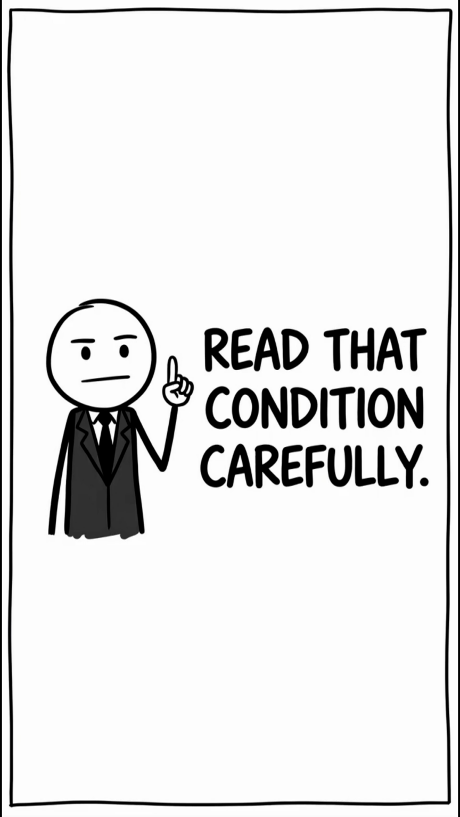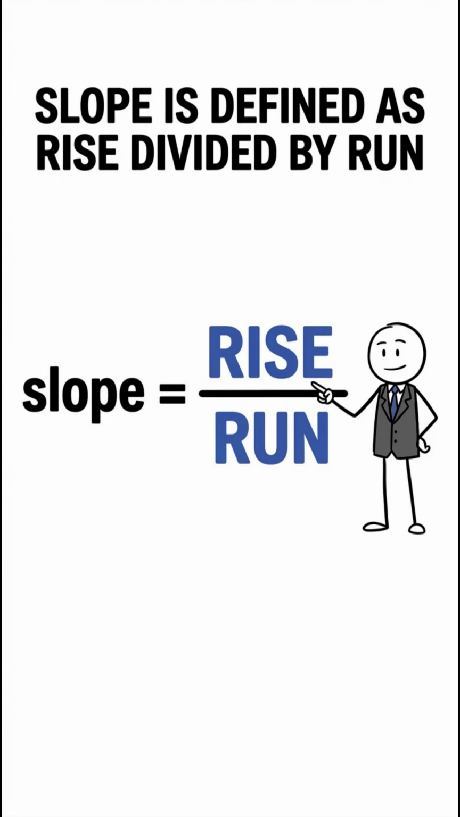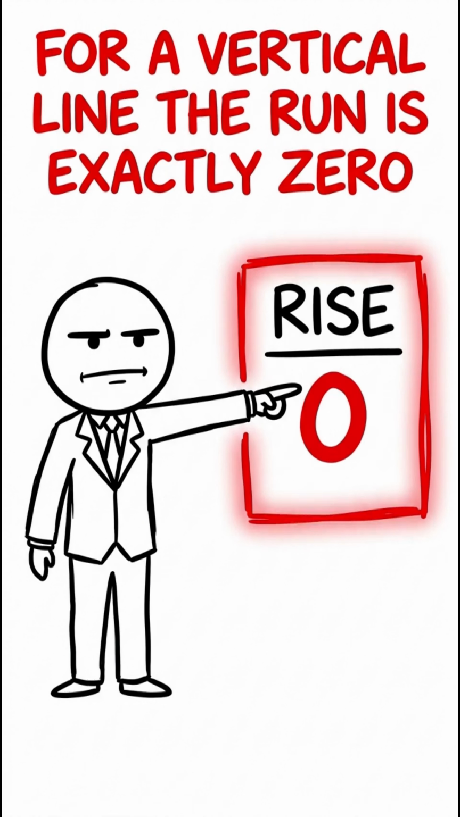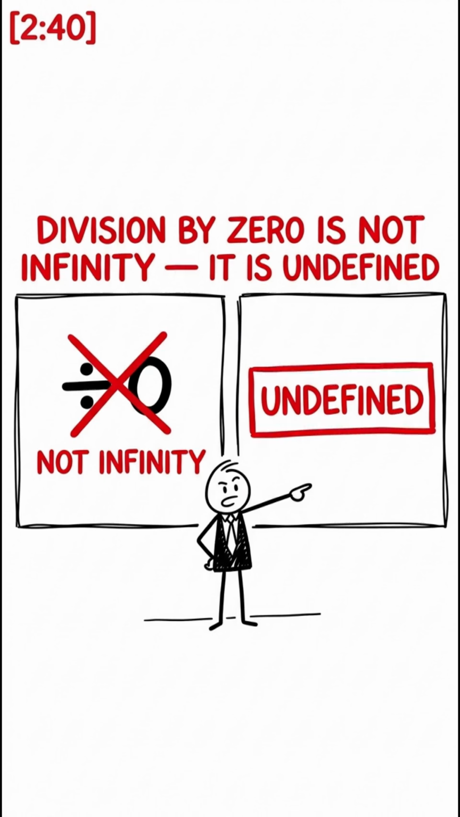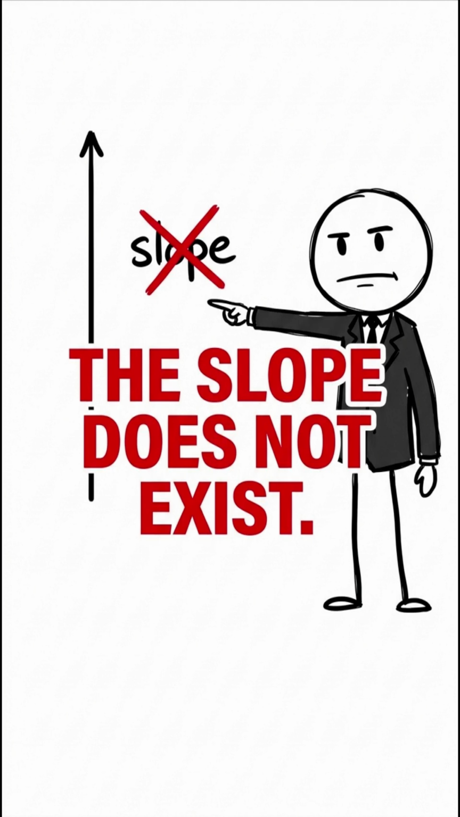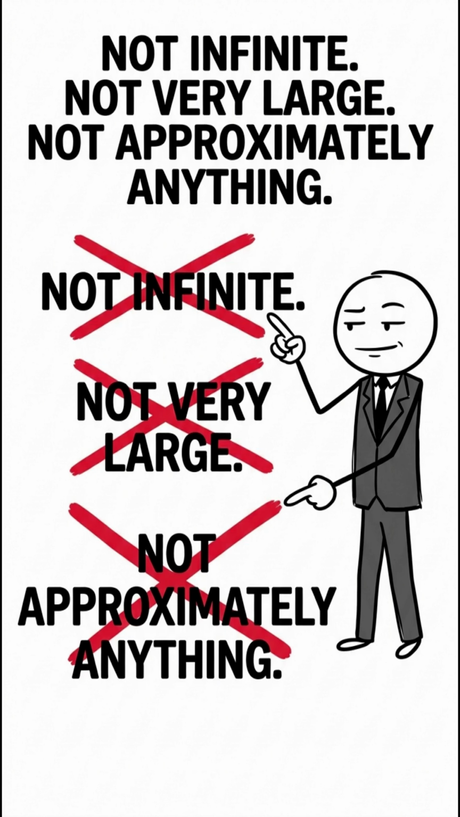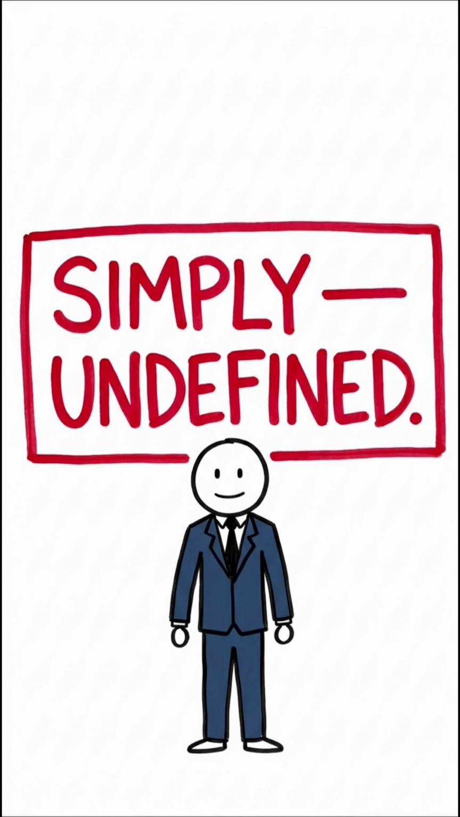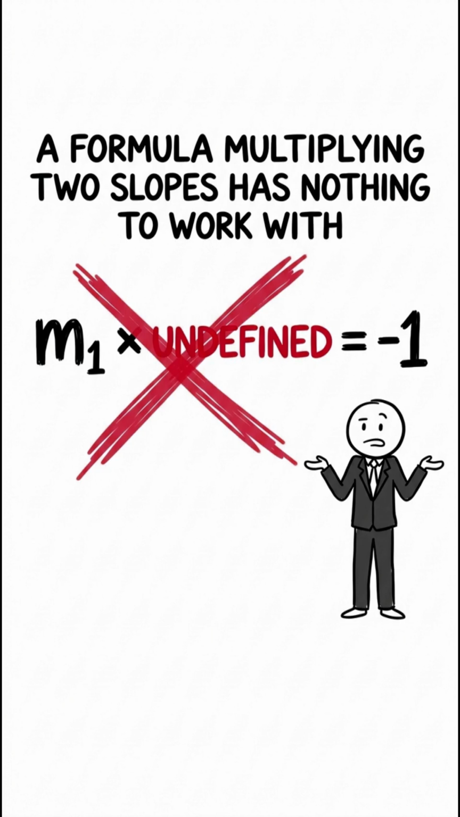Read that condition carefully. Slope is defined as rise divided by run. For a vertical line, the run is exactly 0, and division by 0 is not infinity. It is undefined. The slope does not exist, not infinite, not very large, not approximately anything, simply undefined. And a formula that multiplies two slopes has nothing to work with when one of those slopes does not exist.